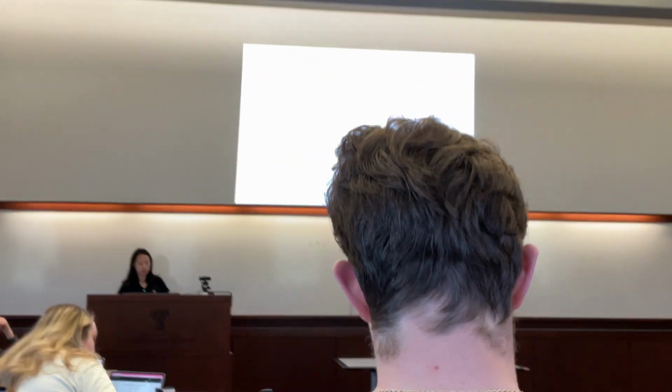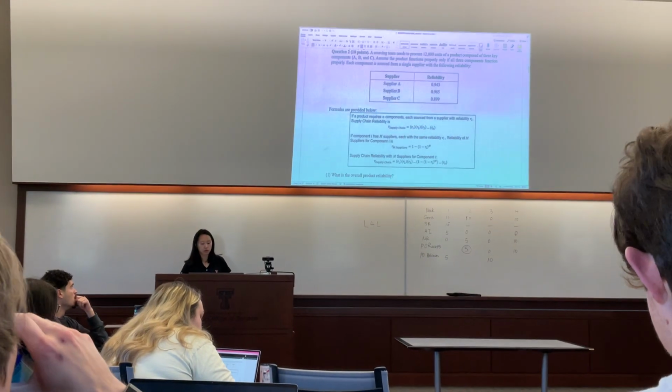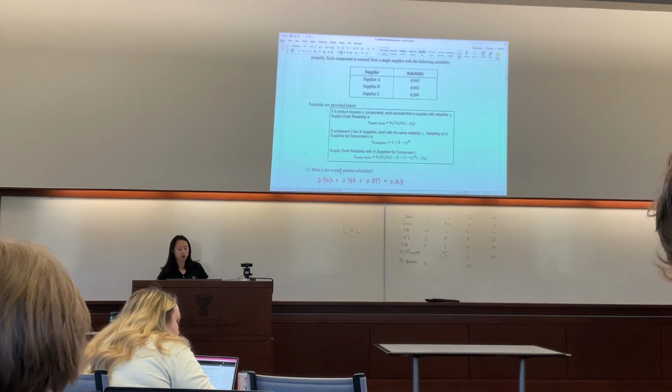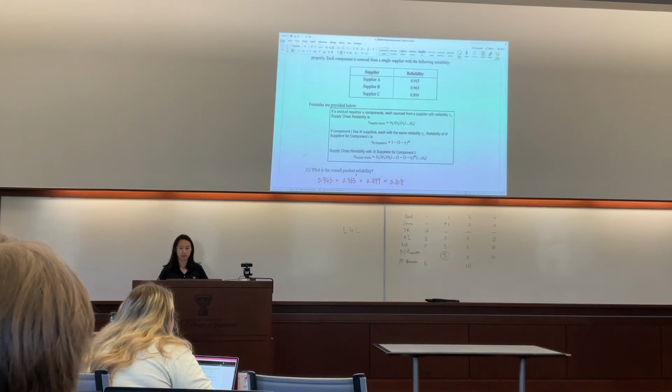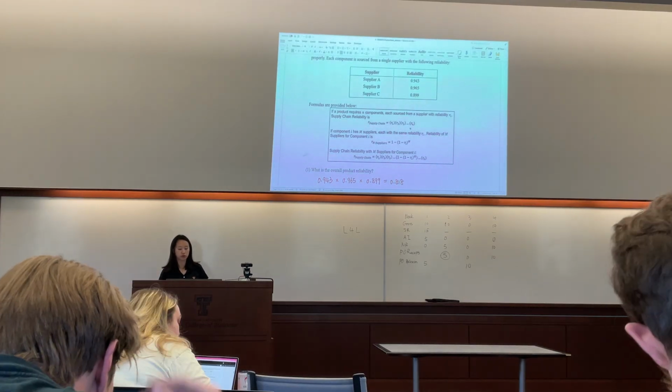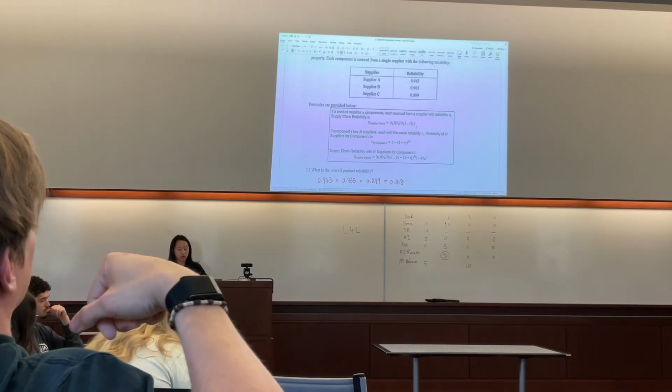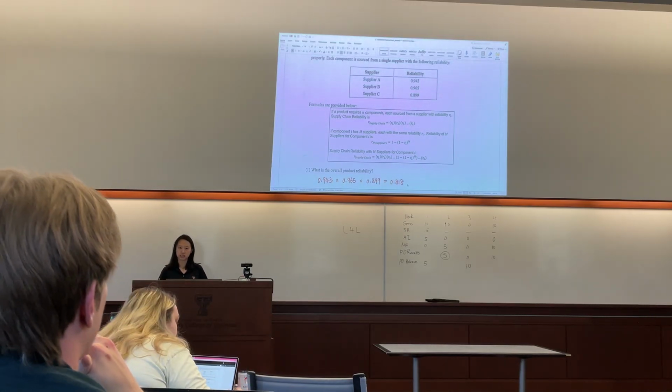So for example, for this one, there are 3 suppliers with different reliability. Then what is the overall product reliability? You simply use the first formula and take all of them, multiply them with each other. Then you have the overall product reliability.